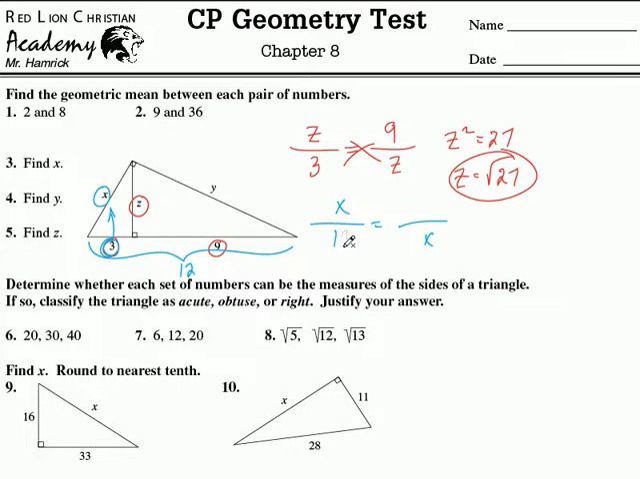So what do I do with that? I put a 12 here and I put a 3 here. And then I just do the same thing as I've been doing. So X squared equals 12 times 3, which is 36. Can you take the square root of 36? Yeah, absolutely. It comes out to 6.